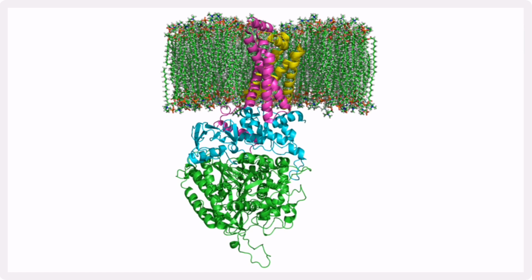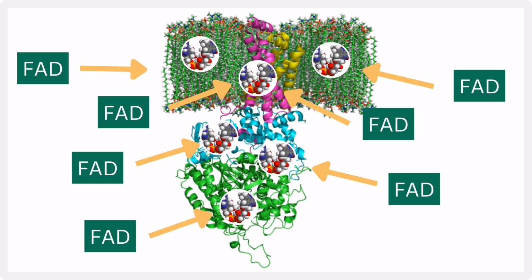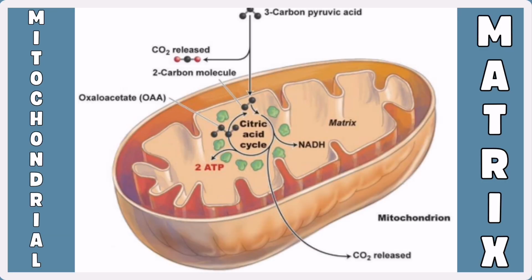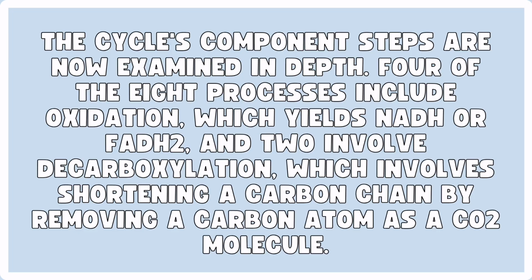Except for the succinate dehydrogenase process that includes FAD, the chemical events of the citric acid cycle occur in the mitochondrial matrix, which contains the necessary enzymes. The enzyme responsible for catalyzing that process is a component of the inner mitochondrial membrane. The cycle's component steps are now examined in depth.